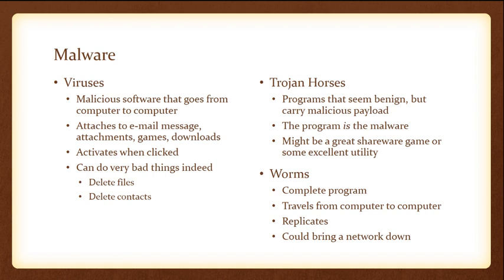A worm is a complete program that travels from machine to machine, usually through networks. It can copy itself, overload networks, and even stop the internet. So the difference between a virus and a worm is the virus typically messes with your individual computer, whereas a worm will kind of sneak its way through the network and infect every computer that's connected to it.